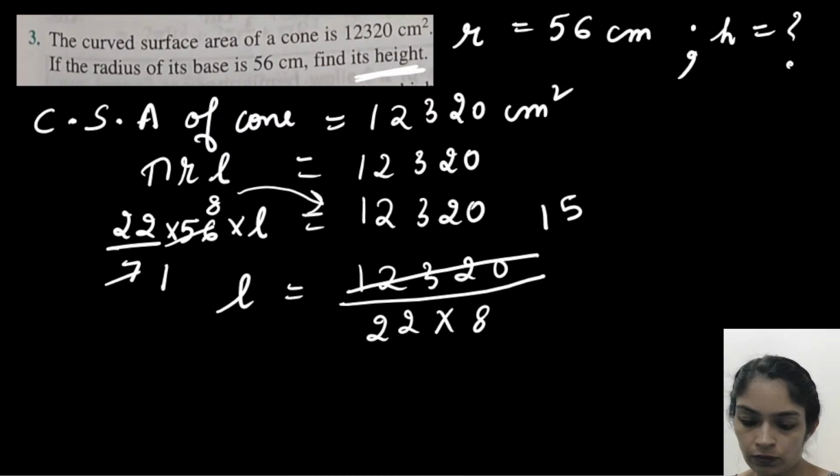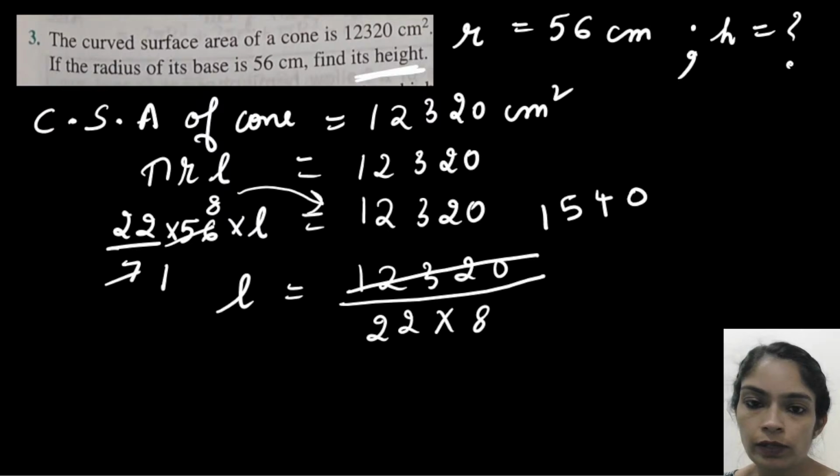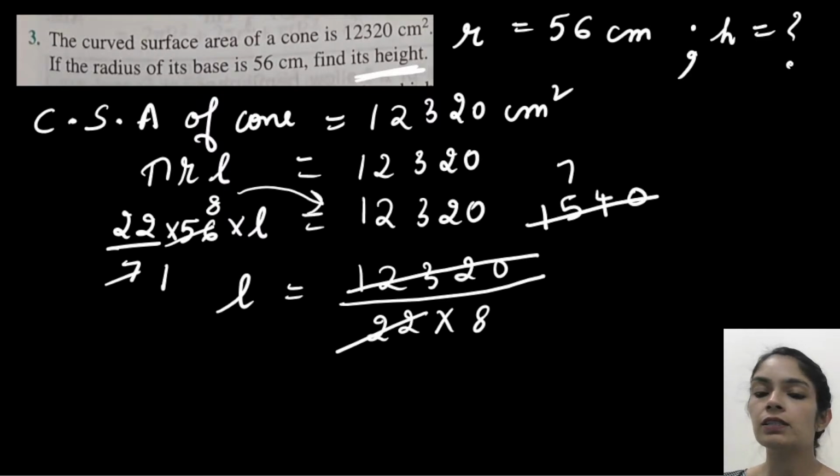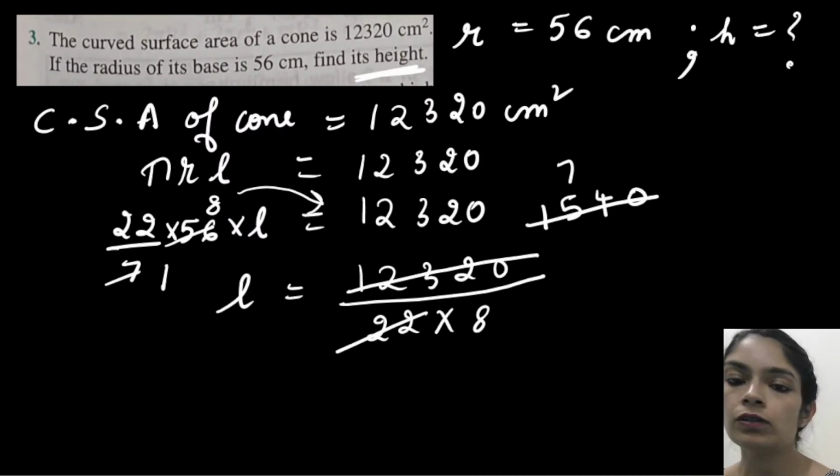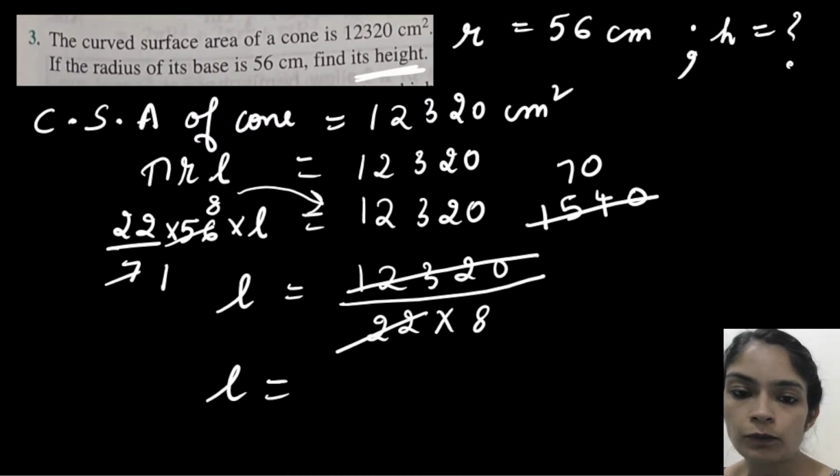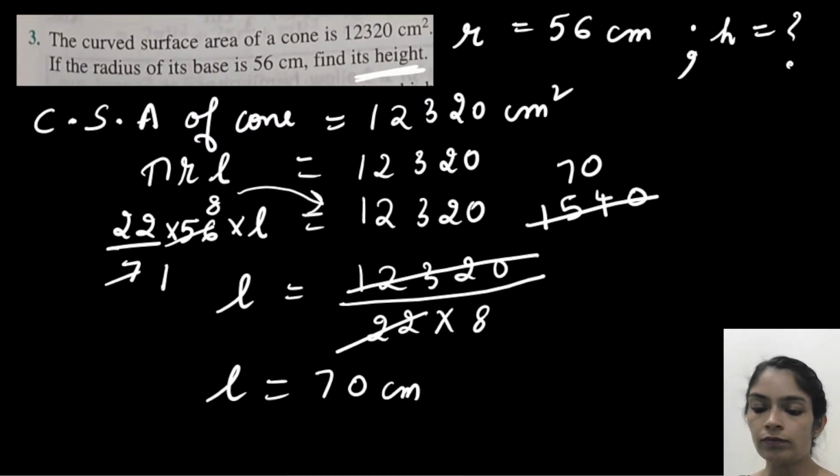So L is equal to 70. L's value, how much are you telling? 1540, if you do cancellation. 22 into 7 is 154, because this is very common in many questions. It came when we were doing the questions of cylinder also. 22 into 7 you can remember, it is 154, we can write 1540. So L's value we've got is 70 centimeter. We found the value of L.